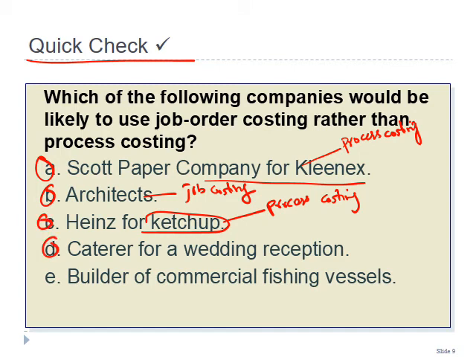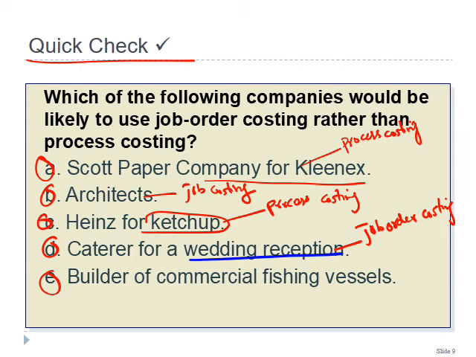The D part, caterer for a wedding reception, since not every wedding is the same, it means each wedding reception is unique. When there is a unique system or unique product or unique services, then we would be likely to use job order costing.